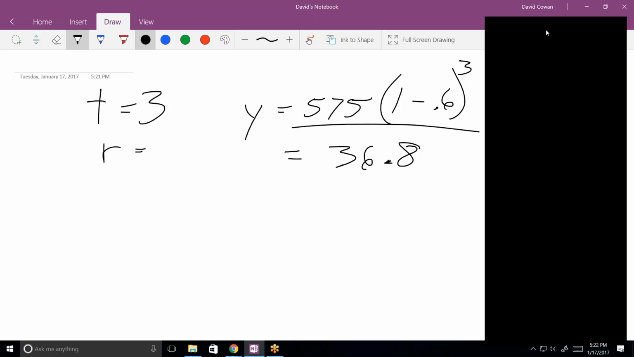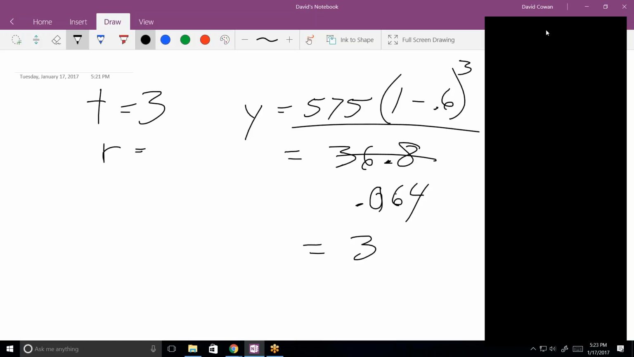Let me try again. You do 0.4 to the third power? That would be 0.064. No, that's not going to be right either. Oh, that's what that to the third power is? Yeah. Okay, now multiply that number by 575.